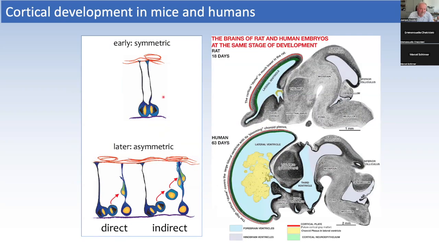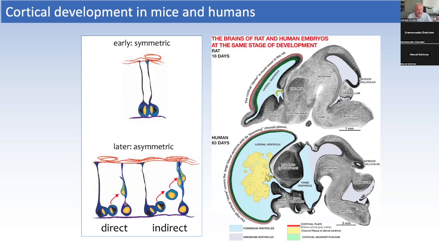So the neurogenesis in our brain starts from neural progenitor cells that are also called radial glia cells. And initially during brain development, these cells divide symmetrically. So one cell generates 2, 4, 8, 16, 32, and so on. And this leads to an exponential expansion of the progenitor pool.